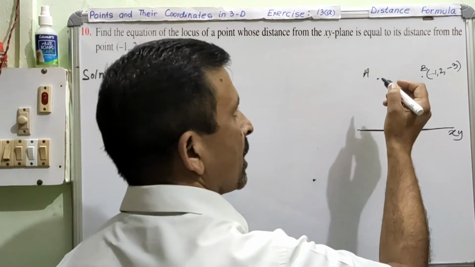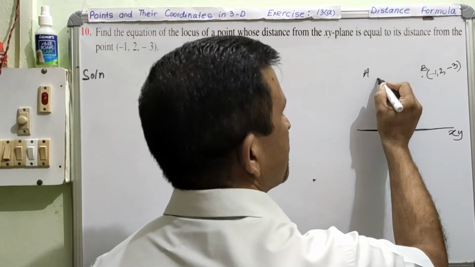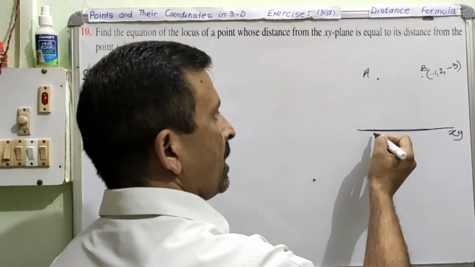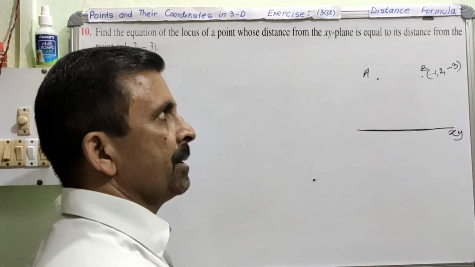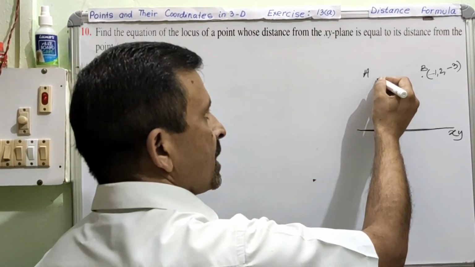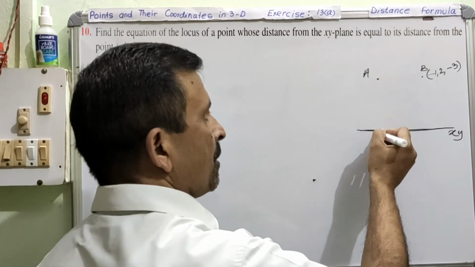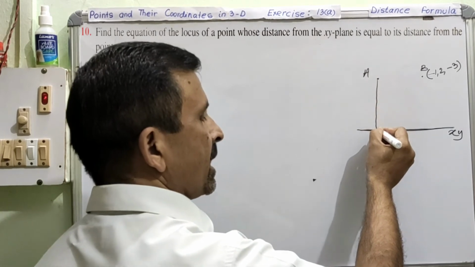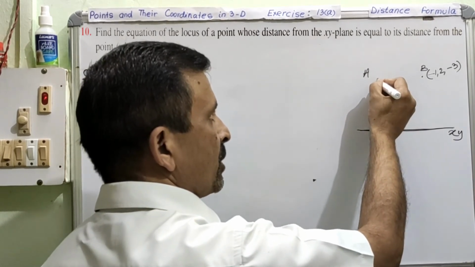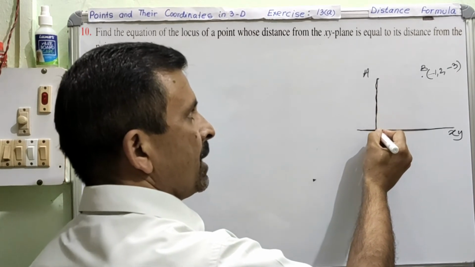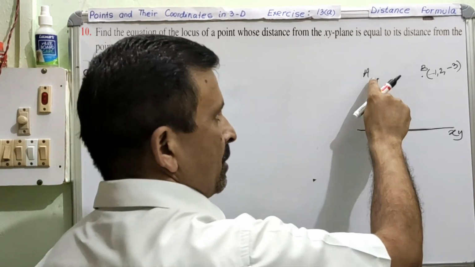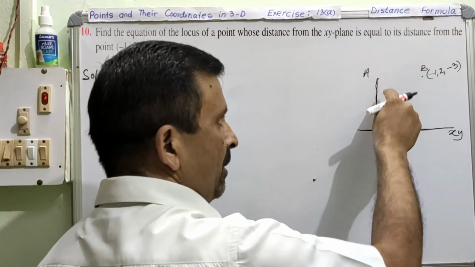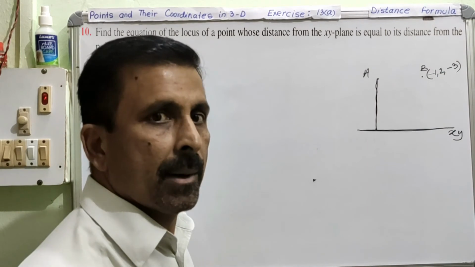Okay, so now see, this point is at equal distance from B and also from the XY plane. So, what will be its distance from the plane? That's very important, and it's very simple. Please remember what I'm going to say. The question is that this point is at equal distance from B and from the XY plane.